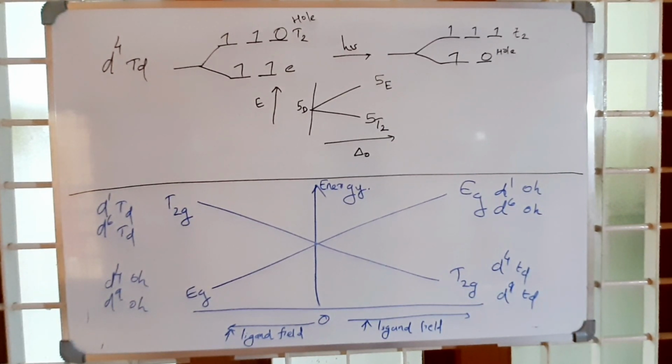You can see in the last part, on the right side, it will be for D1, D6 octahedral and D4, D9 tetrahedral, and the left part will be for D1, D6 tetrahedral and D4, D9 octahedral. Simply remember this. Also remember the broadening due to Jahn-Teller distortion, and how many transitions. All these things you have to remember.